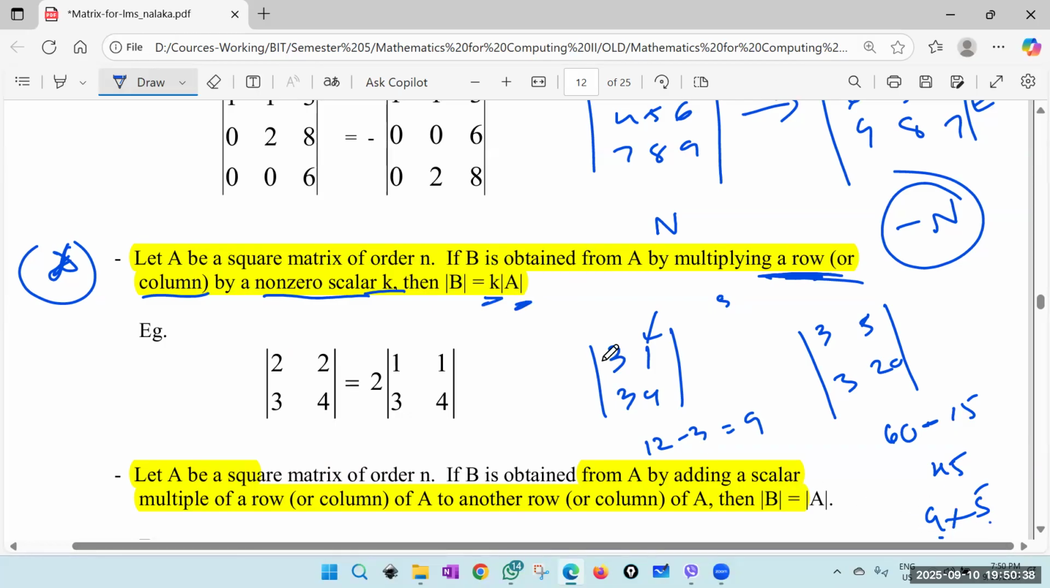So this is the original matrix's determinant, and this is the new matrix. When I multiply just one column or one row by the constant, that is the same as that constant times the determinant of the original matrix. And again, if you use your common sense and keep thinking about it, maybe within 5 minutes you can explain the reason.